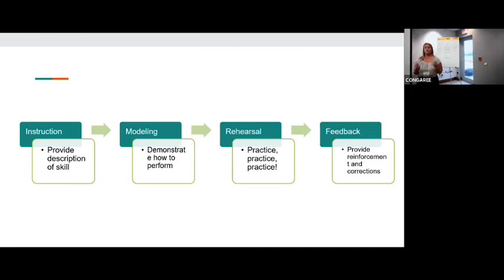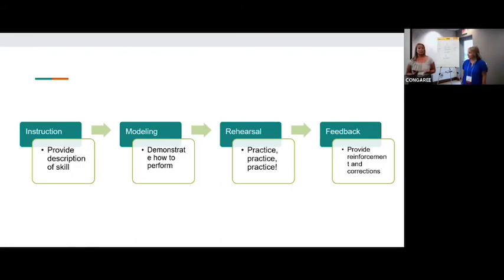After we provide that instruction and describe what we're doing, we're then going to model it. I, as the instructor, am going to demonstrate how to perform it. So if I decide to teach a skill and I'm only going to teach the first step, I might model that step for them. I'm going to physically show them how to do it, and I might use some extra visuals that they're going to use as well.